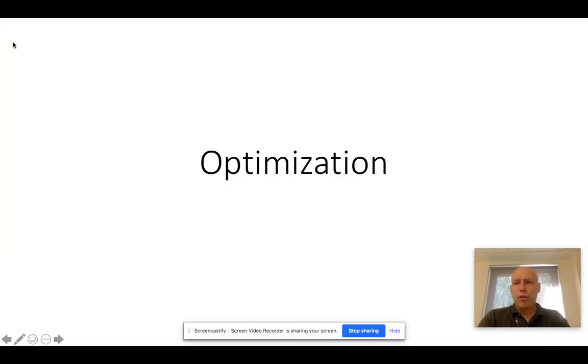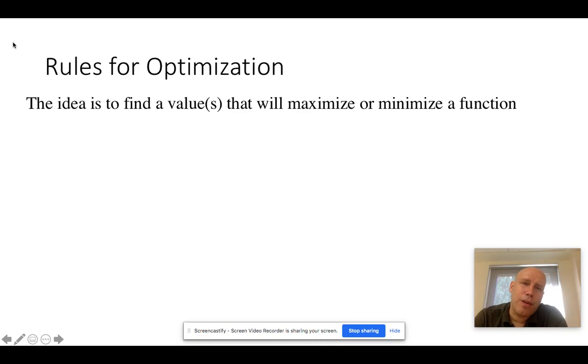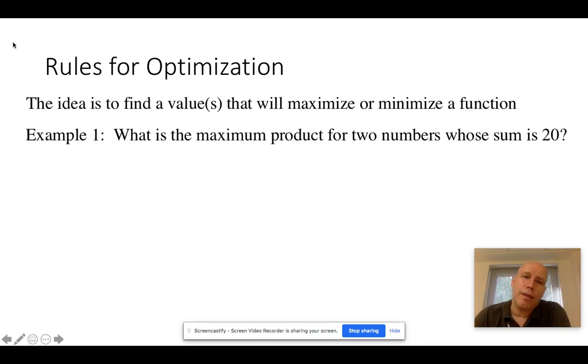Okay, today we're going to be looking at Unit 16I, and I made a PowerPoint presentation called Optimization. So, rules for optimization. The idea is to find a value that will maximize or minimize a function. Example 1. What is the maximum product for two numbers whose sum is 20?